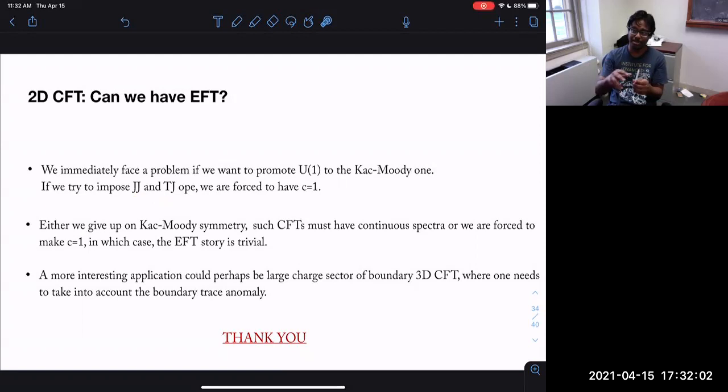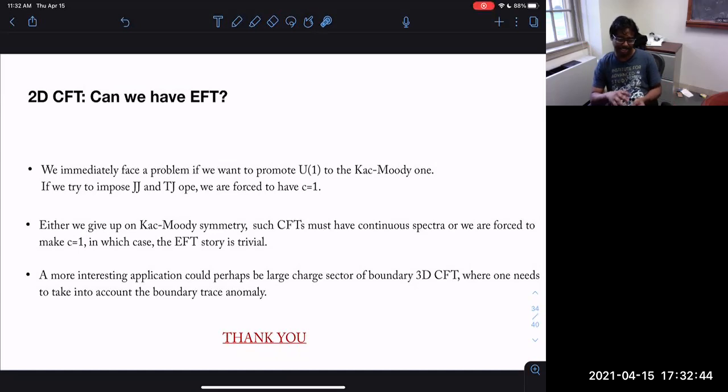So earlier I told you I imposed the TT OPE with arbitrary central charge. But if you want to do the same argument and try to impose the JJ or TJ OPE, you are forced to have c equals 1. It boils down to a paper by Affleck long back, where he argued that if you have a theory which you can only build from a single scalar field phi tilde, and you have Kac-Moody, then there is no way out. You are forced to have c equals 1. So we basically see it explicitly by trying to construct these operators.